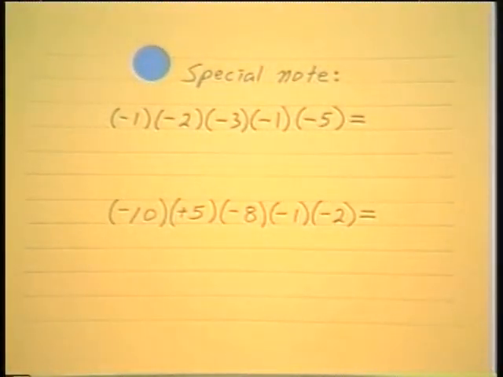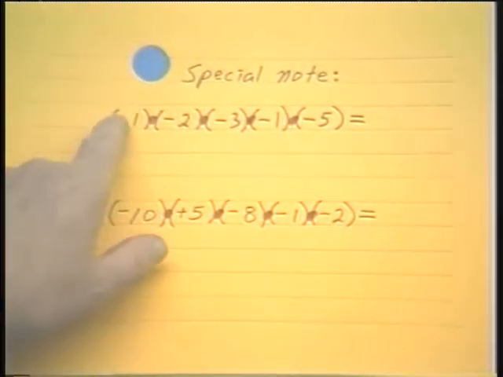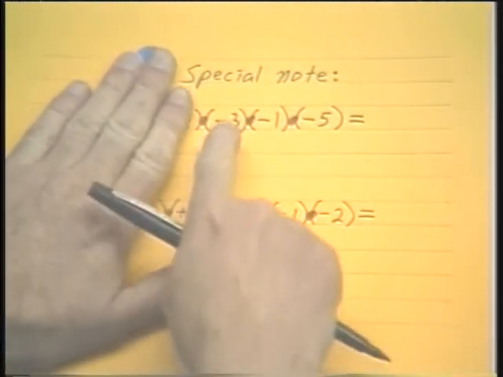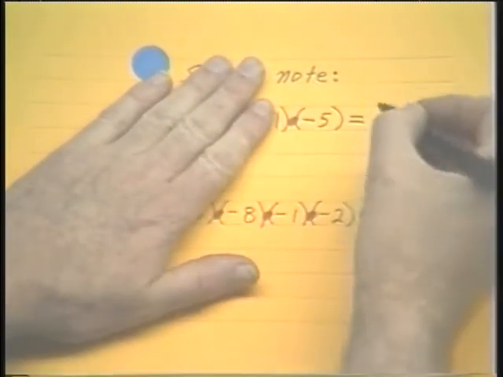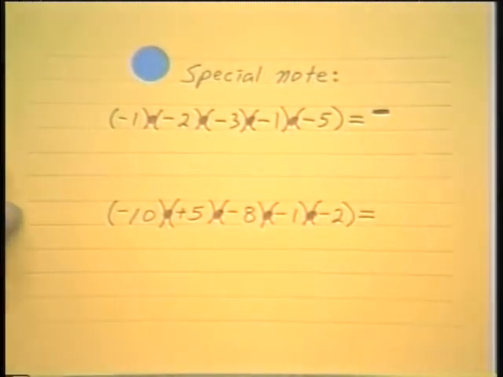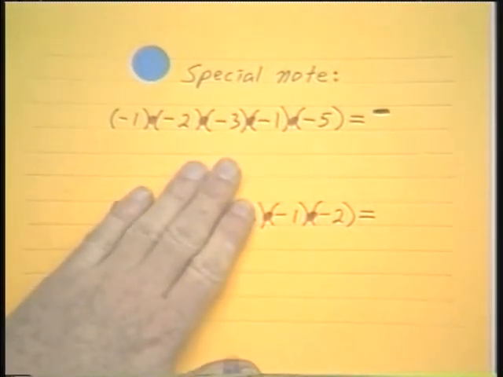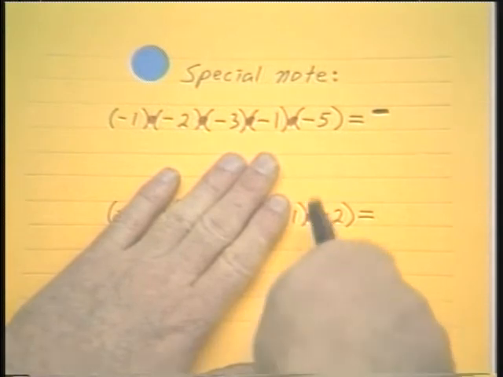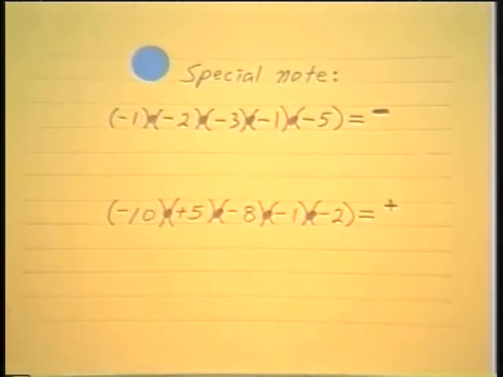Let's pause now to make a special note of those situations where all operations are multiplications or divisions. Now, we know the answer will be plus or minus, so let's determine that first. So minus times minus is plus, plus times minus is minus, minus times minus is plus, plus times negative is negative. Same thing down here. Negative times positive is negative, times negative is positive, positive times negative is negative, negative times positive is positive.